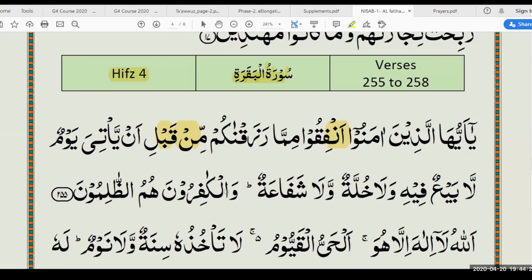Okay, do you want to recite the last part of the verse again, please? Oops, not everything, just this one. Okay. Bismillahirrahmanirrahim.